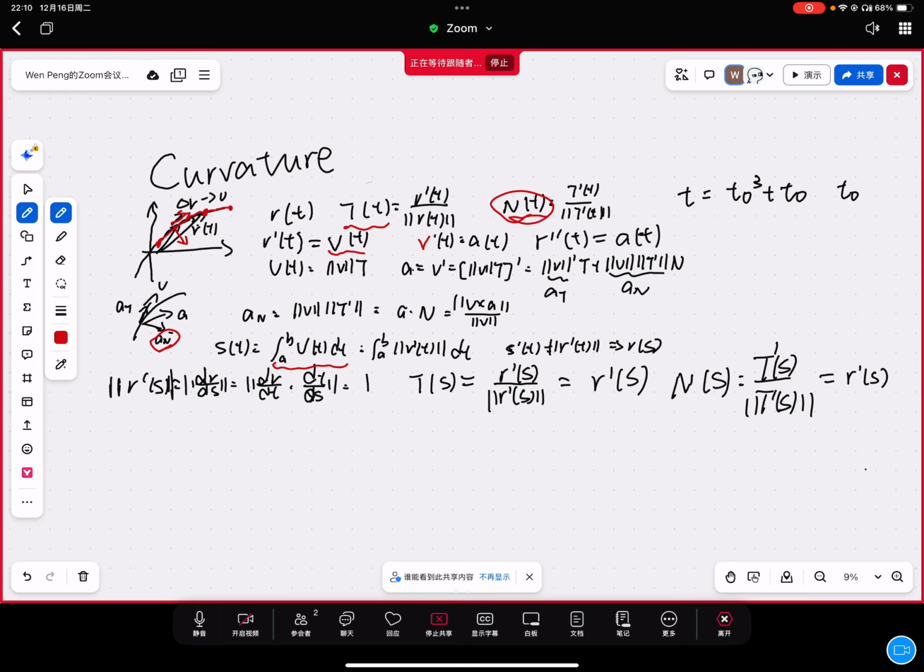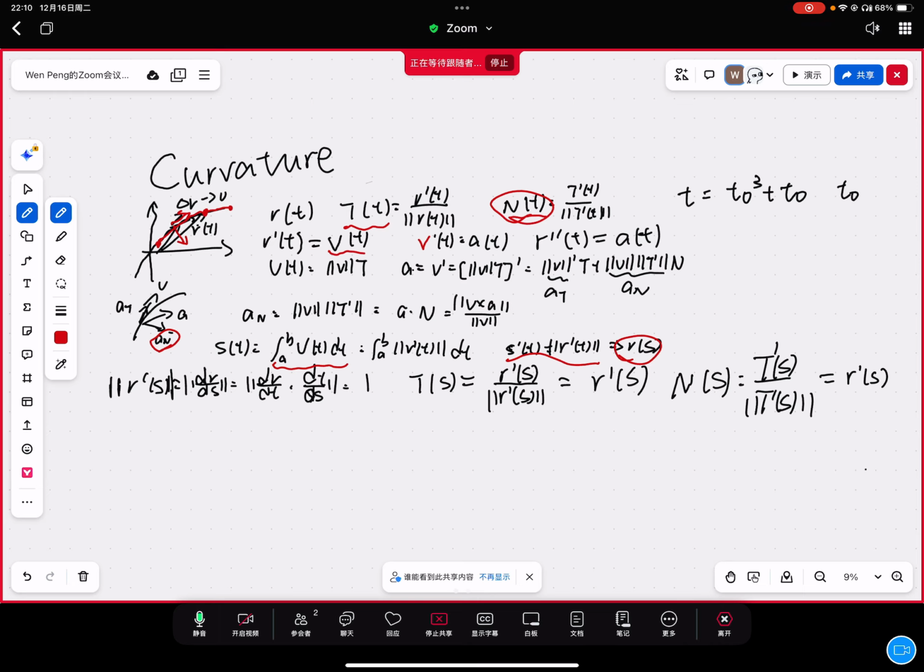If we take s of t and take the derivative, s prime of t, we'll get the magnitude of r prime of t. We can use it to get the magnitude of r prime of s, because r prime of s is dr over ds, which is dr over dt times dt over ds. And by using this formula, we know that they are reciprocals. So if they multiply together, they get 1. So the magnitude of r prime of s is 1. That's the advantage of using s as a parameter.